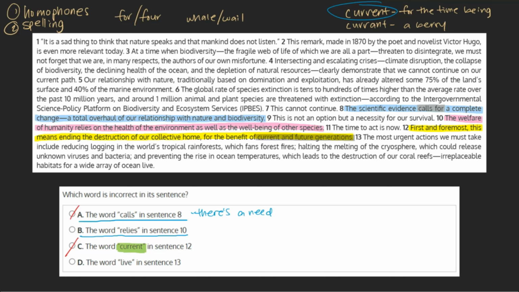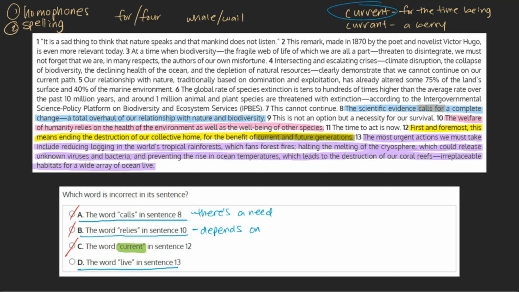The welfare of humanity relies on the health of the environment, as well as the well-being of other species. Again, as relies means depends upon, which we can see is the meaning in this sentence, and it is spelled correctly, this word is correct here, and this choice can be marked off. And D. The word live or live in sentence 13.